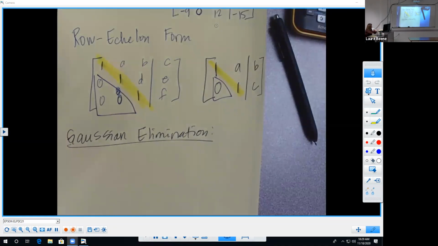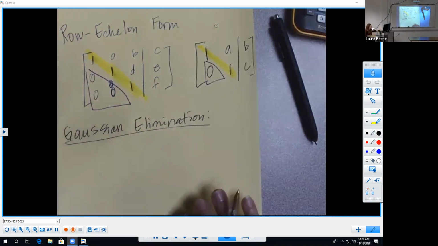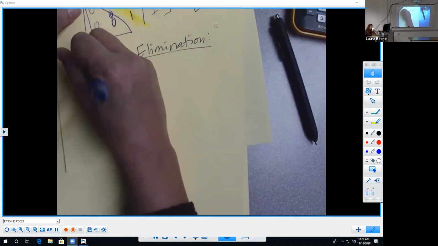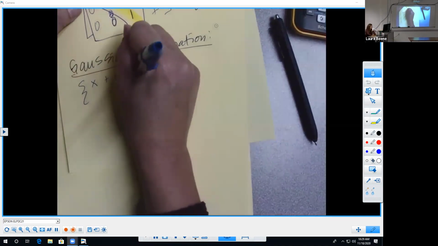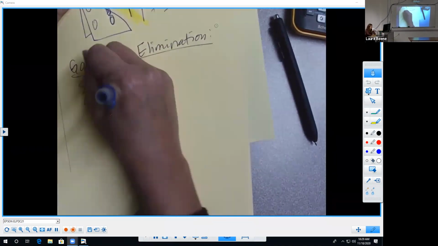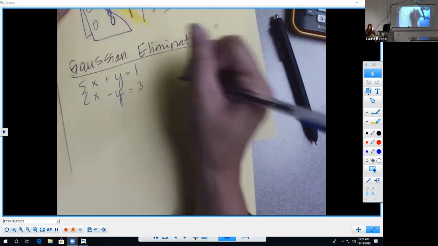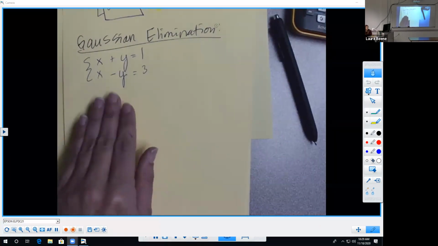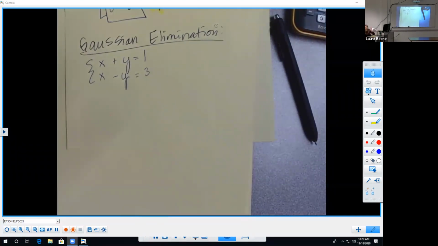Okay, so let's start off with the 2 by 2. Let me find a 2 by 2 matrix real fast, and we will practice with that before we move on to a 3 by 3. So if I had the system x plus y equals 1 and x minus y equals 3, if you were actually going to work this system out, I would not use Gaussian elimination, because this one is set up to do elimination so easy and so quick. But we're just going to go ahead and practice it.